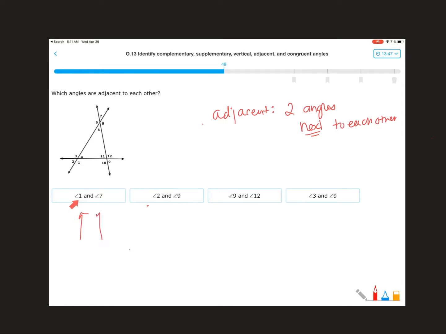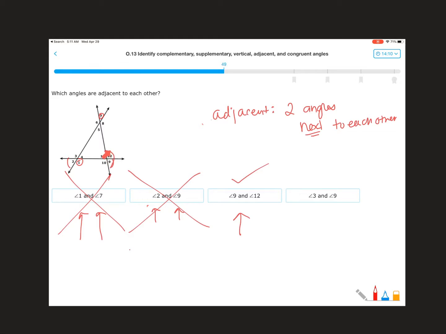Angle 1. Where's angle 1? And angle 7. Yeah, those are not next to each other. Angle 2 and angle 9. Those are not next to each other. All right, let's delete this. Come on, Bush. All right, angle 9 and angle 12.